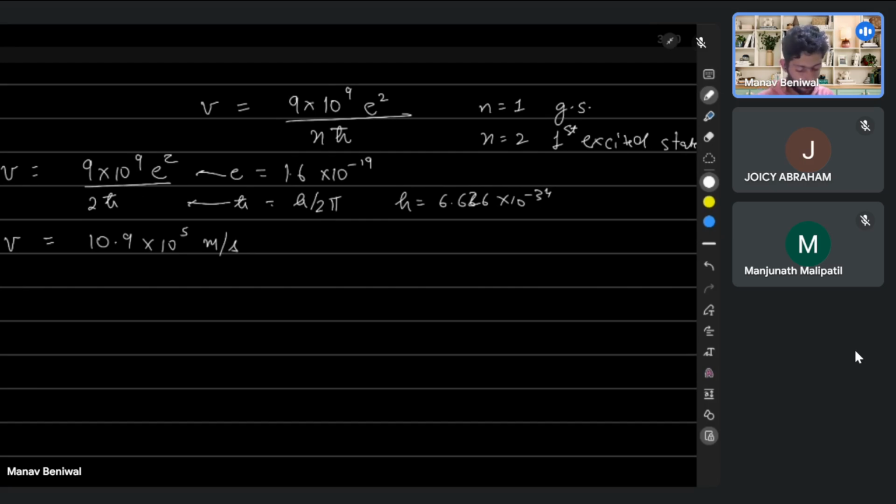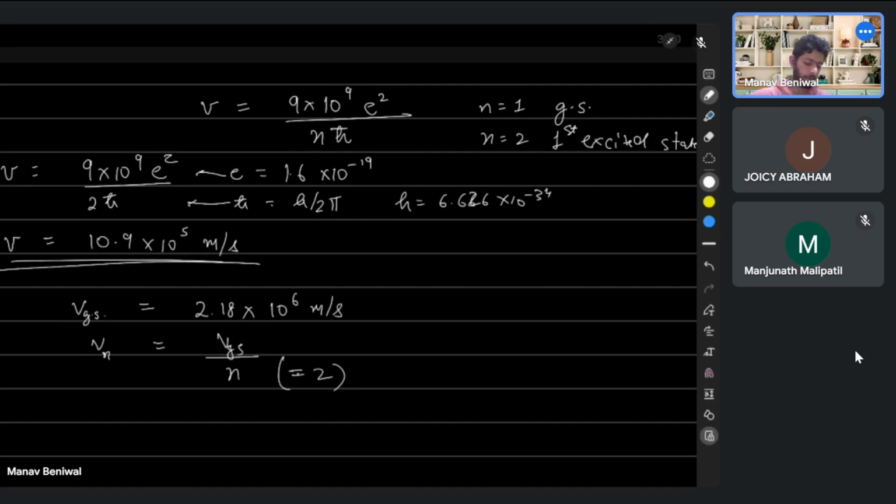Or if you already know the velocity of the ground state, what will be the velocity of the ground state? That is 2.18 × 10^6 meters per second. Then you can write the velocity of any nth state as the velocity of the ground state divided by n. That's it. So here you can just plug in n equals 2, and you will get the same answer. Okay.